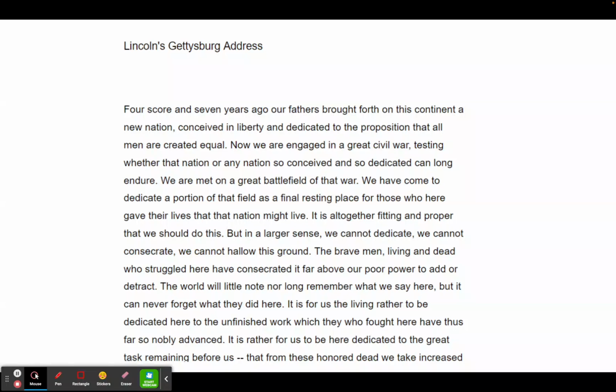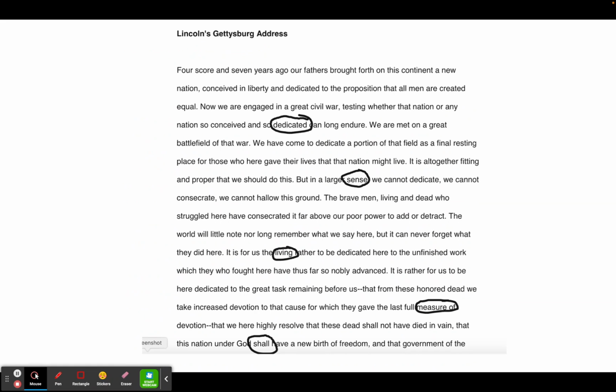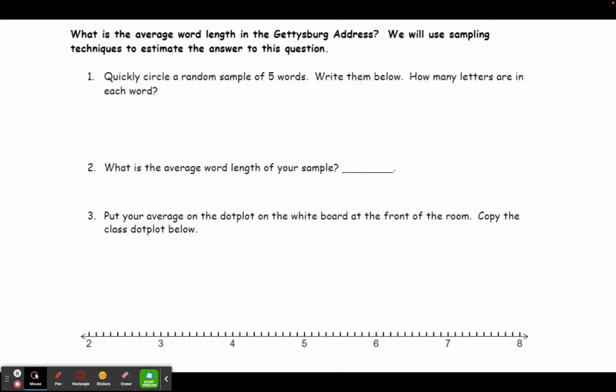So this is what the Gettysburg Address looks like. And what I did is I went through and circled these words. I circled dedicated, sense, living, measure, and shall. And you can do this for your own set of 5 words. I'm going to write down the 5 words that I picked.